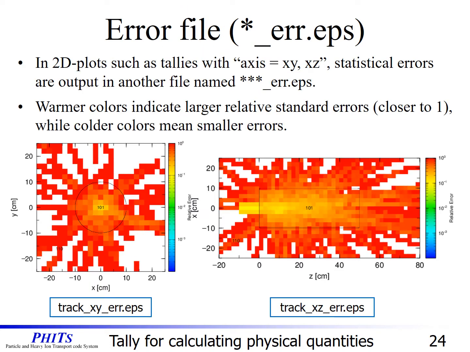Here is shown the error file. In 2D plots, such as tallies with axis equals xy or something, statistical errors are output in another file named foo_error.eps. Warmer colors indicate larger relative standard errors, closer to 1, while colder colors mean smaller errors. You can check whether relative standard errors are sufficiently small or not.